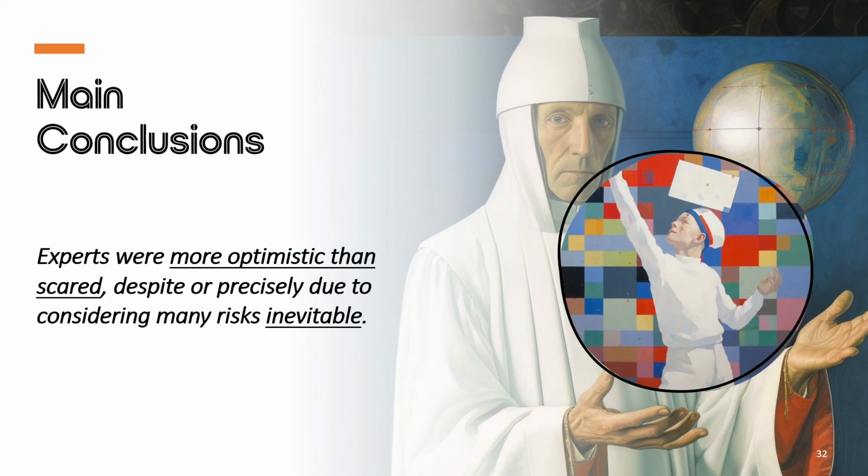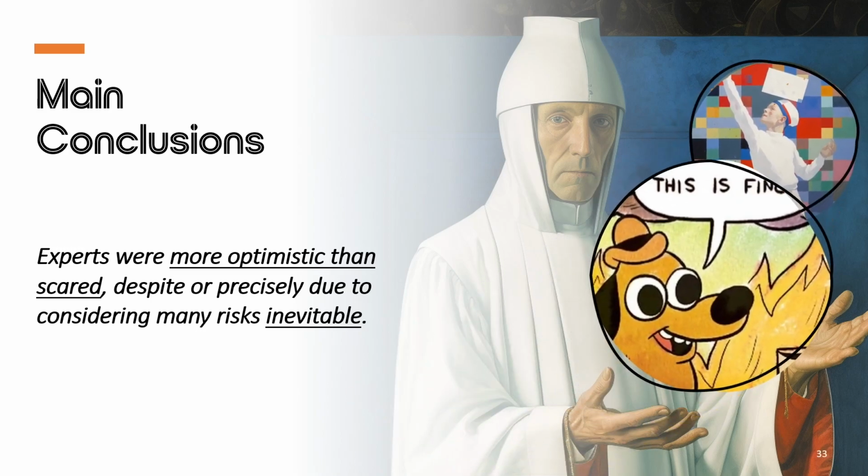Right, so our first main conclusion was experts were more optimistic than scared, at least in our interviews. And remember, this was before ChatGPT had come out. So they were optimistic despite, or precisely due to, considering many risks inevitable. So, well, is this attitude really healthy? Is it sustainable? We don't really know yet, but there's not enough clarity at the moment. We can be optimistic.